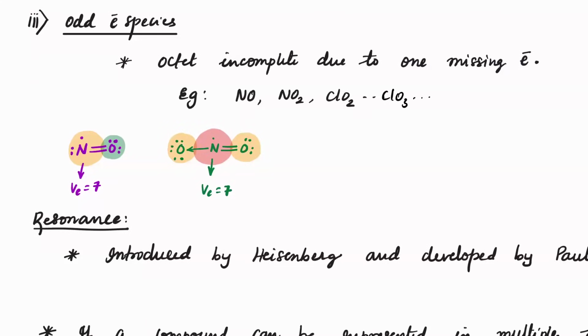Same goes with ClO2, BrO3, CCl3 dot, CF3 dot, CH3 dot. These are called radicals. Okay. These are all radicals. So these are all odd electron species. Or simply ClO3, ClO2, BrO3. All these are incomplete due to odd electron species.